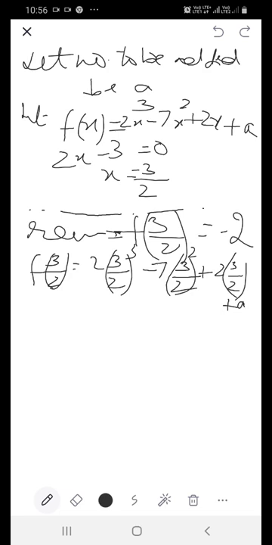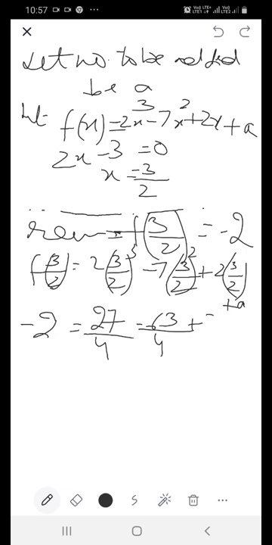And in the next step put the value of f(3/2), which is the remainder, as minus 2 is equal to. If you solve this, 1 factor 2 will cancel out, and 3 3s are 9, 9 3s are 27, and it will be 27 upon 4. Then you have 3 square as 9, 9 7s are 63 upon 4. Then 2 will cancel, plus 3 plus a.